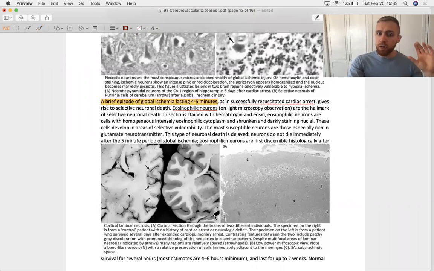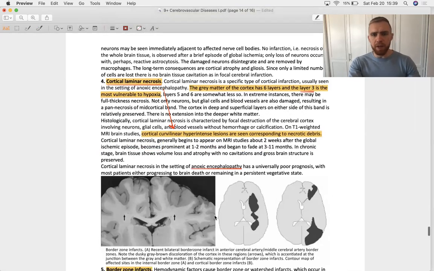And remember, when neurons start to die, they turn red. So you see red neurons. That's the very first microscopic change. I think you got that.